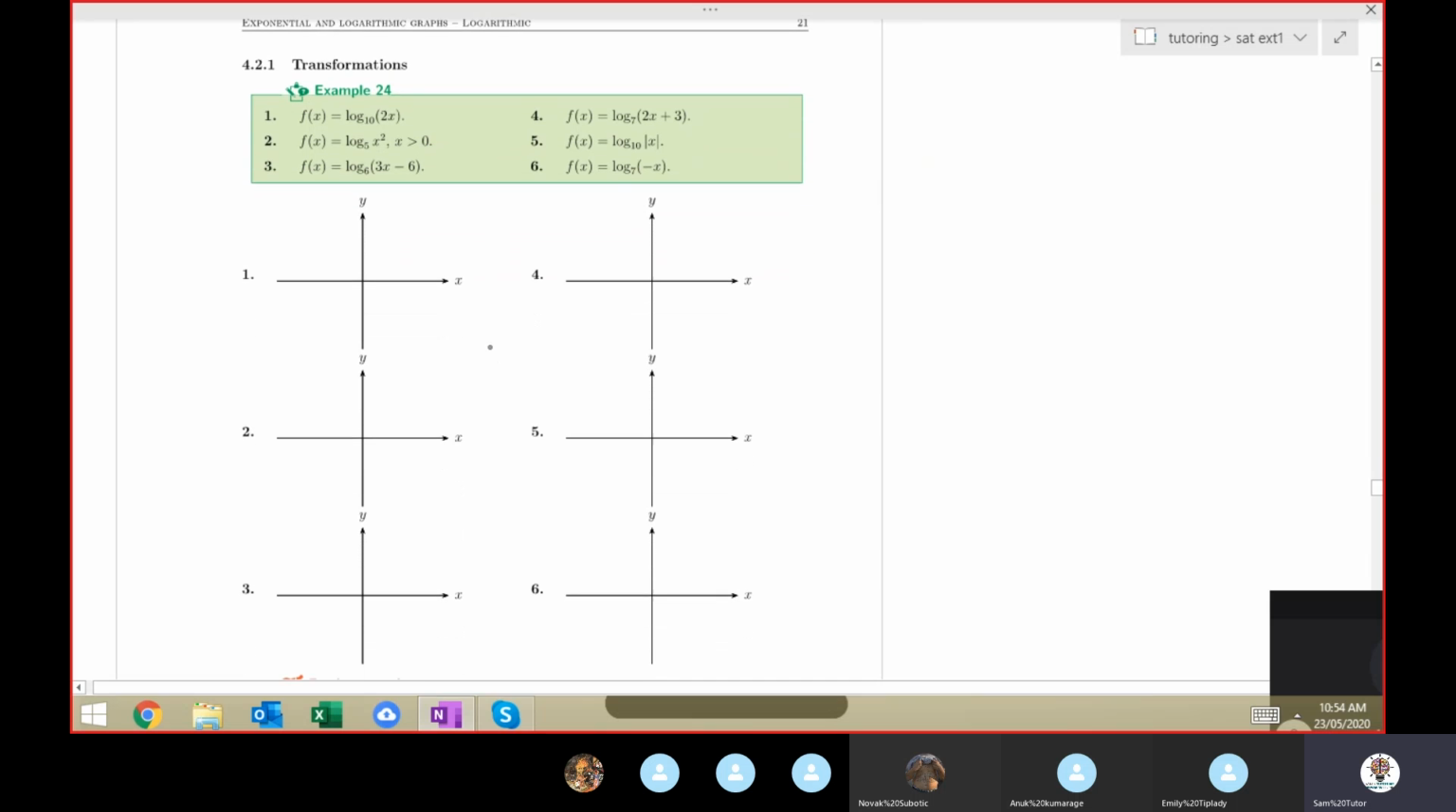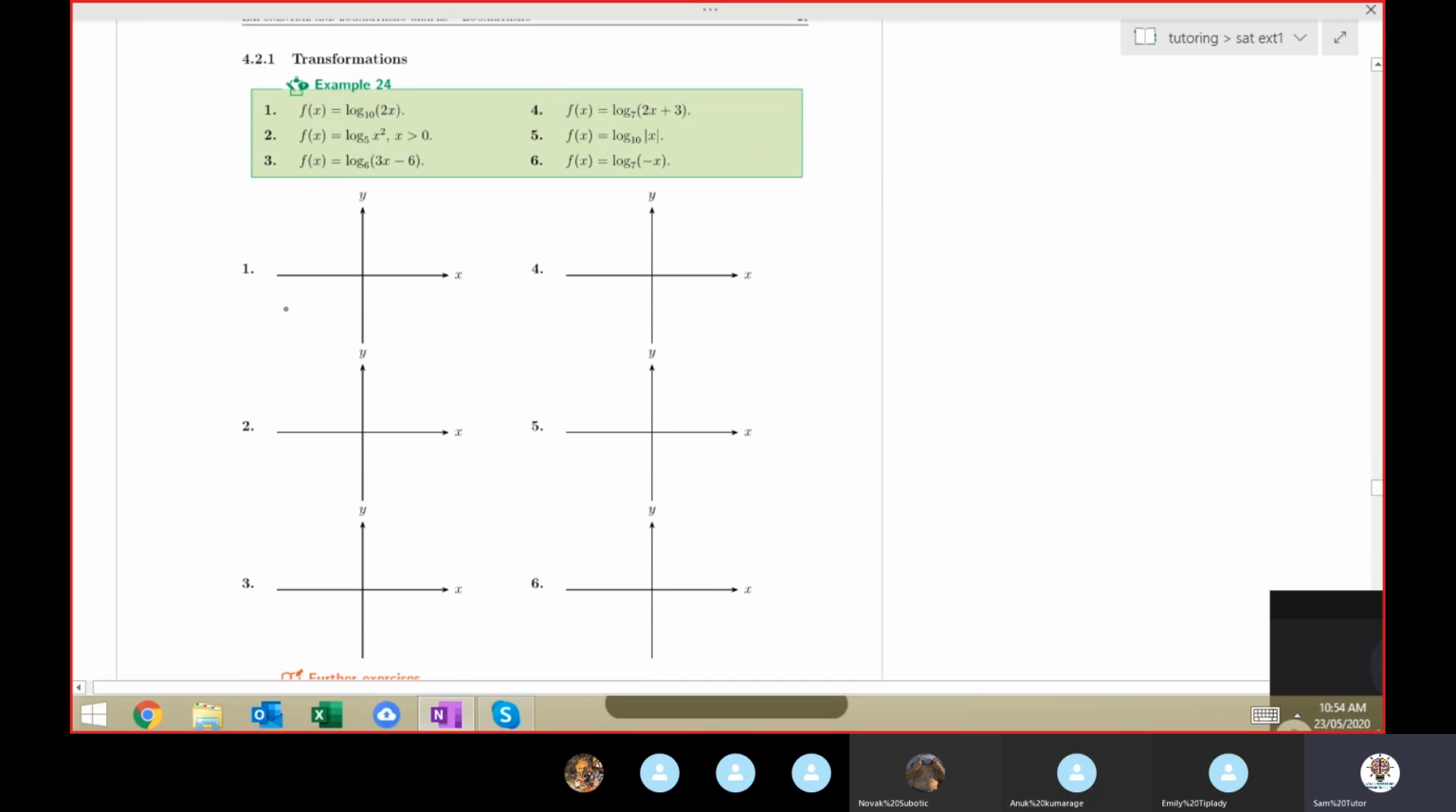Let's look at this. Question 1. f(x) equals log 2x, base 10. What we learned last week is we could rewrite these as ln 2x over ln 10.